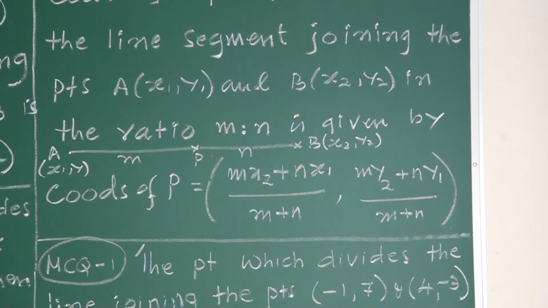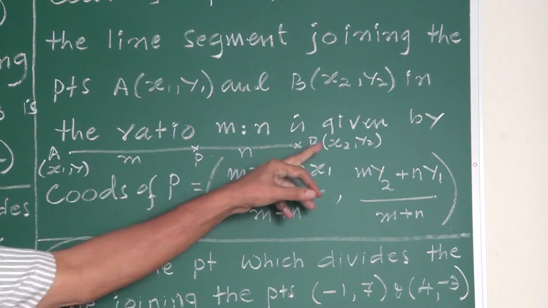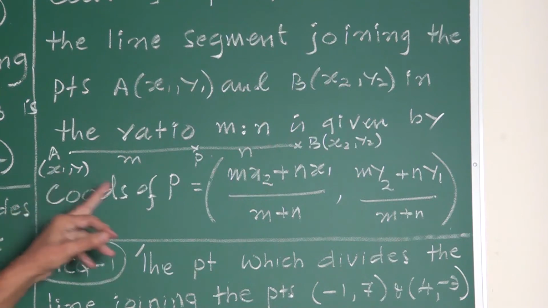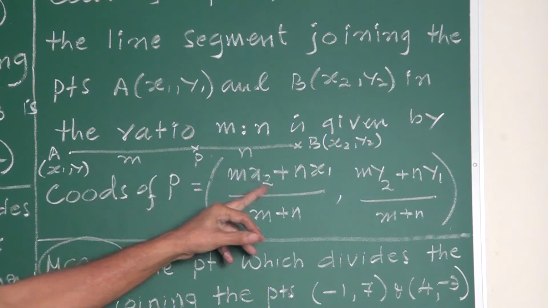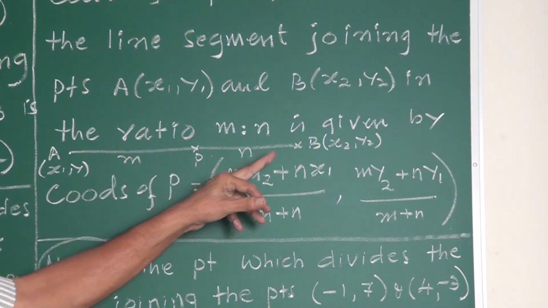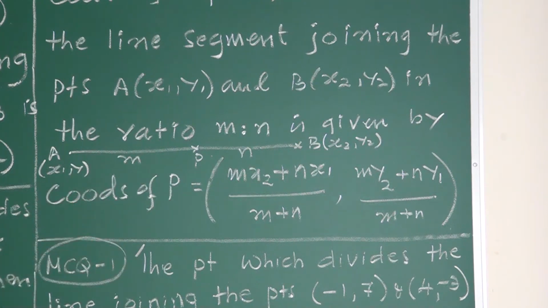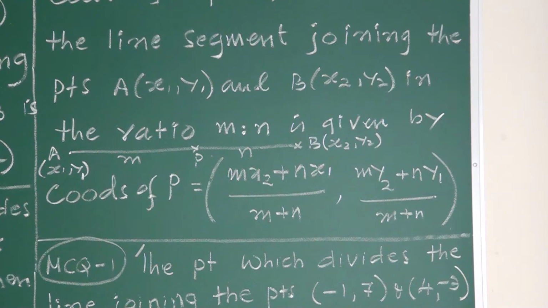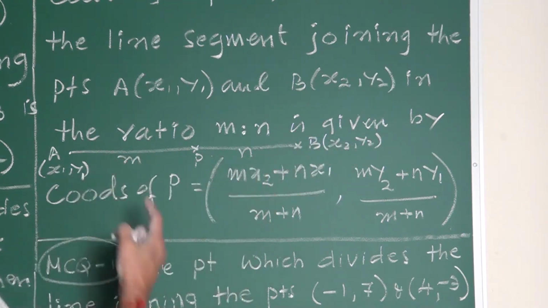Then how to remember? mx2, first the second coordinates. mx2 plus nx1 upon m plus n. Addition of these two. First this cross. mx2 plus nx1 upon m plus n. What is next? my2 plus ny1 upon m plus n.